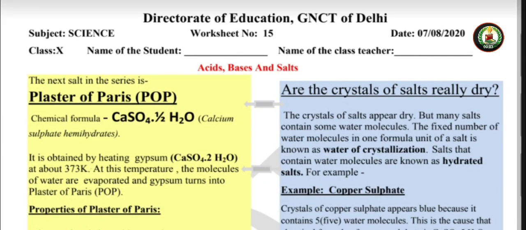Hello students, today we are here with our worksheet number 15 from Directorate of Education, that is from your second chapter, acids, bases and salts.